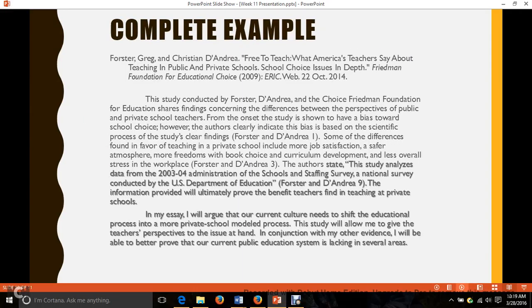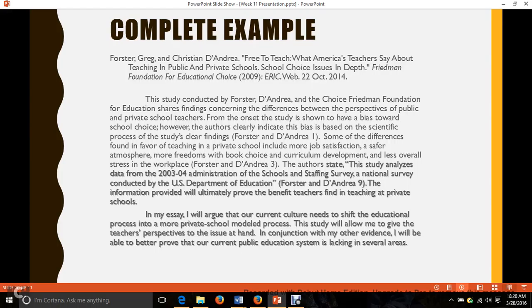So I have a complete example of this annotation for this particular source. And I start my annotation with my works cited page citation, and then I follow it with 2 paragraphs. So here are the 2 paragraphs. This study, conducted by Forster, DeAndrea, and the Friedman Foundation for Educational Choice, shares findings concerning the differences between the perspectives of public and private school teachers. From the onset of the study, it shows a bias toward school choice. However, the authors clearly indicate this bias is based on the scientific process of the study's clear findings.